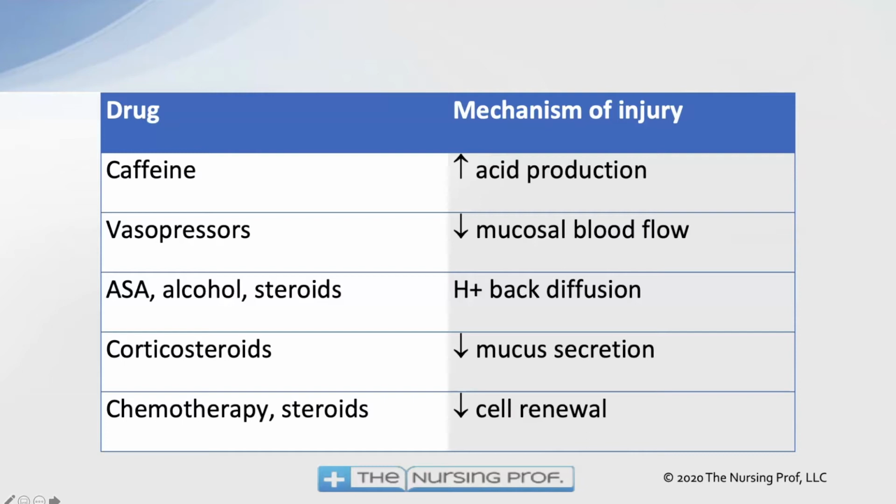Chemotherapy and steroids will decrease our cell renewal. The GI tract will renew the cells very rapidly, in fact, maybe as quickly as every 24 hours. So if we're giving chemotherapy and steroids and we're decreasing that cell renewal, we'll have damage occurring to those cells, or we'll just have them become old and die and have to be replaced. And then we won't be able to replace them as quickly because of the chemotherapy or the corticosteroids.